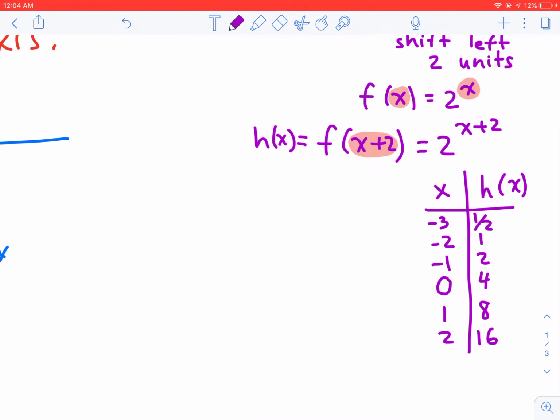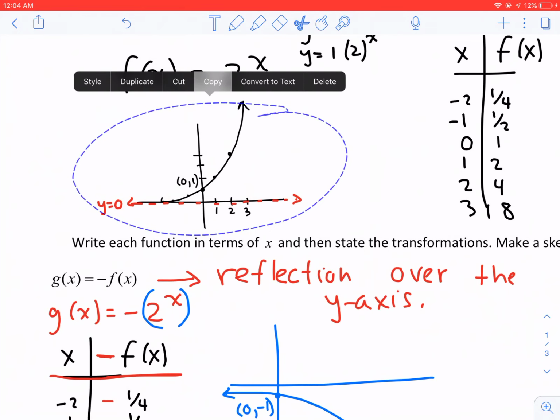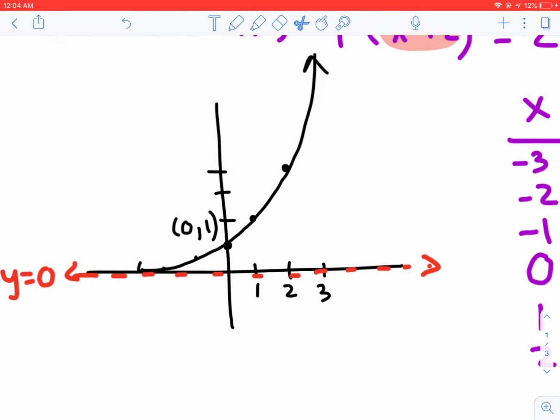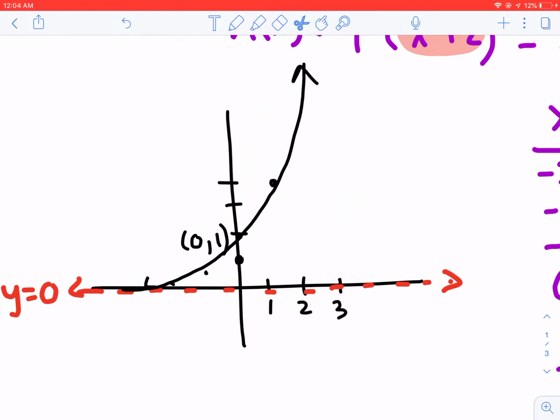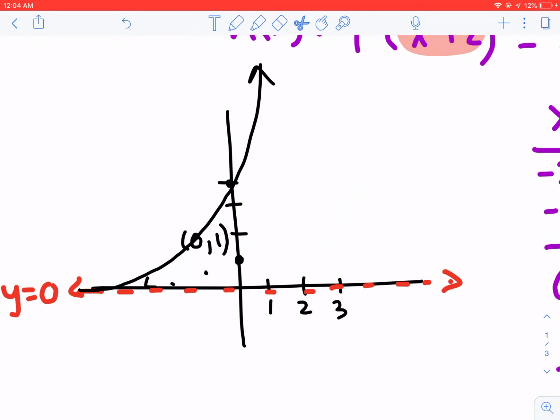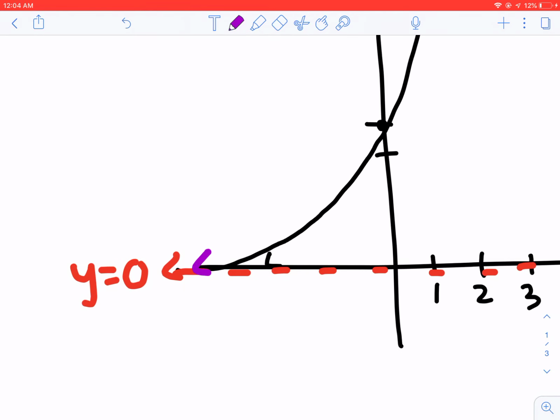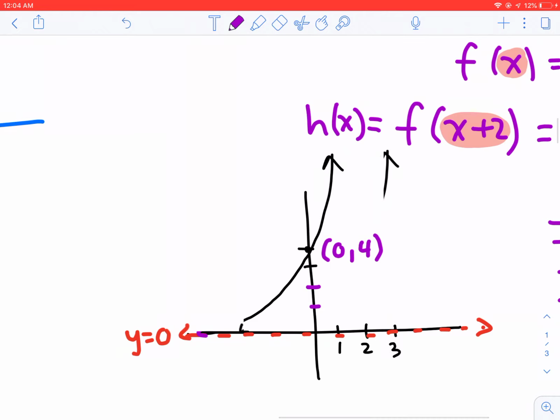So if I made a sketch of this guy, well, I could actually copy and paste this graph. And if I'm very careful, maybe this will work, maybe it won't, but I can shift it. Whoa, I can shift it 1, 2 units to the left, and there we go. Delete, delete. All right, it actually worked. All right, and our y-intercept is now 0, 4.